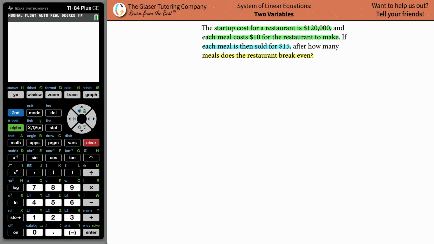Okay, so let's first do some definitions, right? If a restaurant is breaking even, that means that there's no loss, but there's no gain. So no loss and no gain.